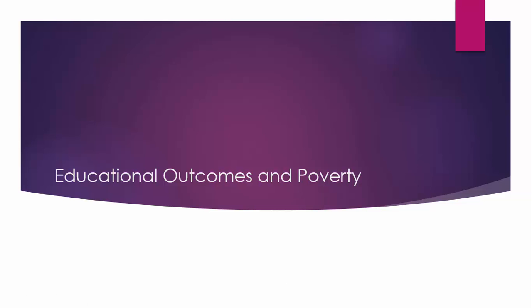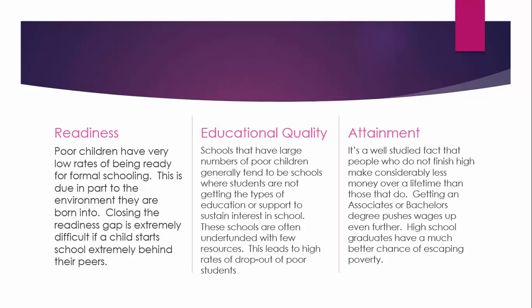And the last thing here is educational outcomes in poverty. Going through the research, the effects of poor education on poverty and the effects of poverty on poor education go hand in hand. It's one of the biggest contributors to the poverty cycle: people can't make money, they don't get jobs, and they don't have school. They're not ready for school to start when they're babies, when they're going to preschool. So you can see here readiness, educational quality, and attainment. These are three really important things.